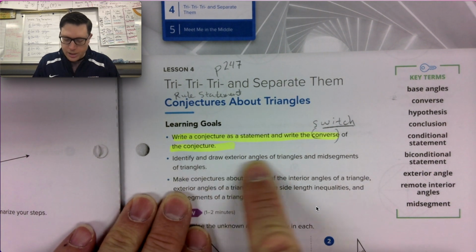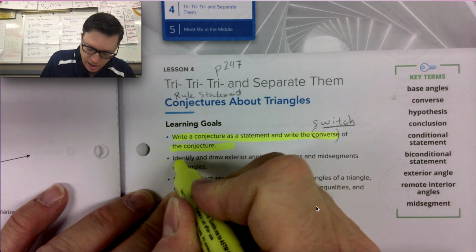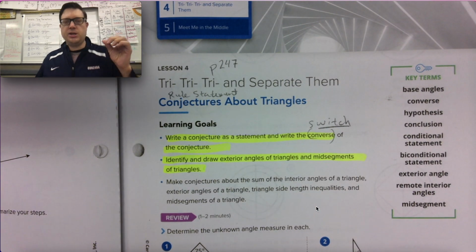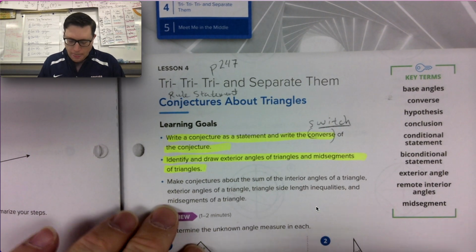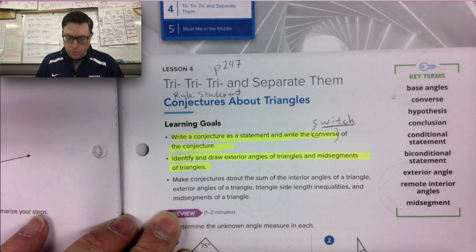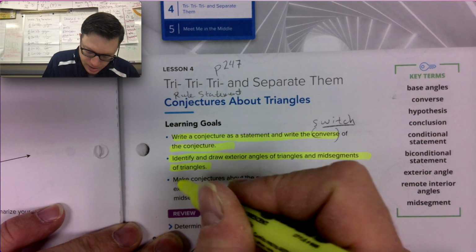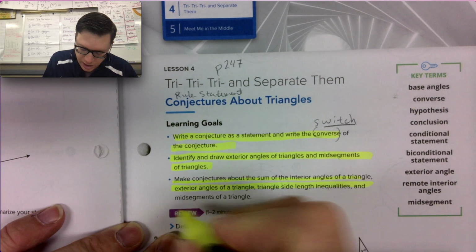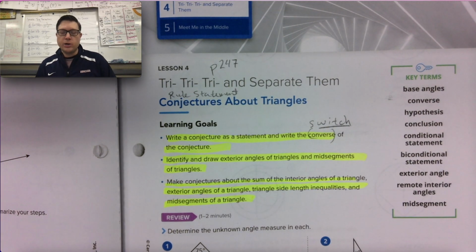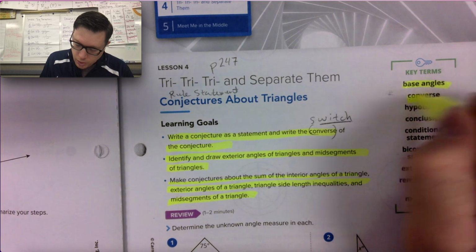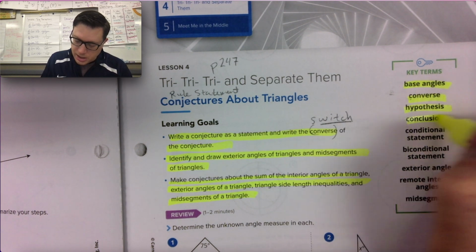We're going to identify and draw exterior angles of triangles and mid-segments of triangles. So these are specific things that we're going to do with a triangle as well. We're going to make conjectures about the sum of the interior angles of a triangle, exterior angles of a triangle, and then triangle side length inequalities and mid-segments of a triangle. Our key terms are base angles, the word converse, hypothesis, and conclusion.